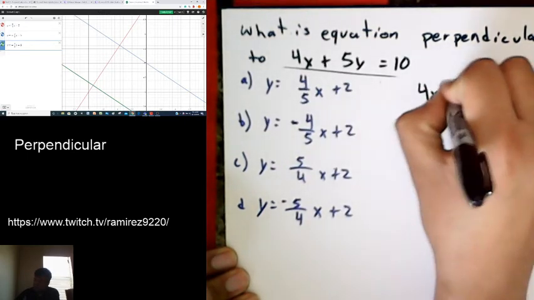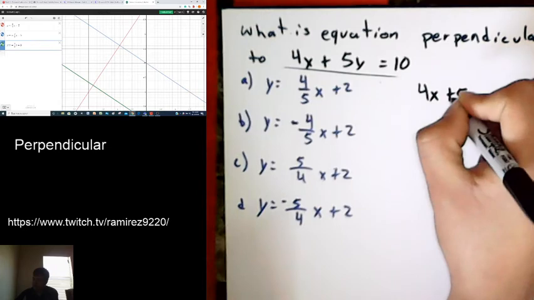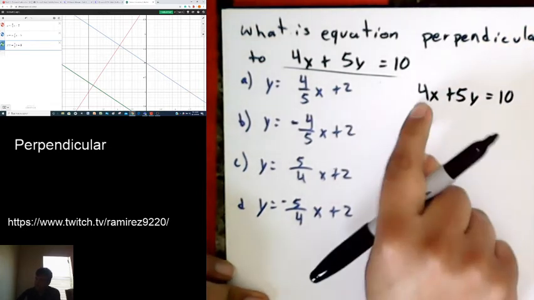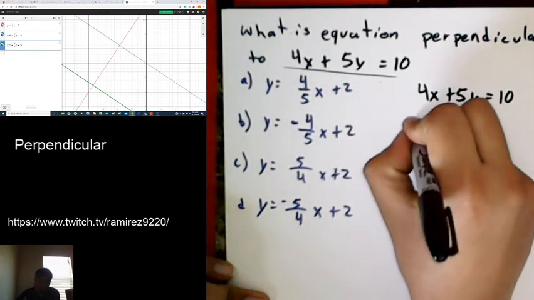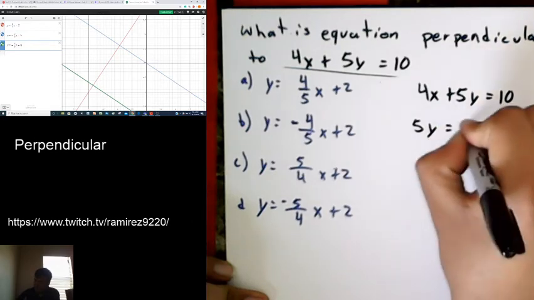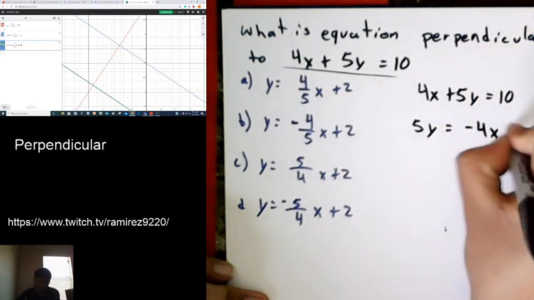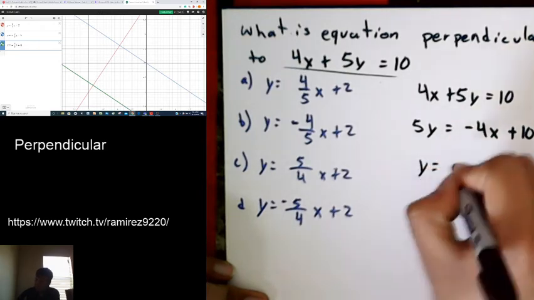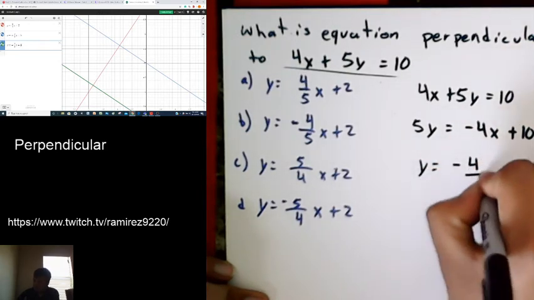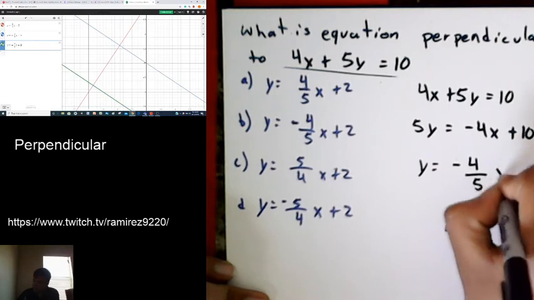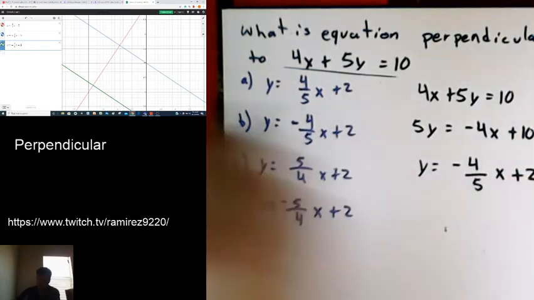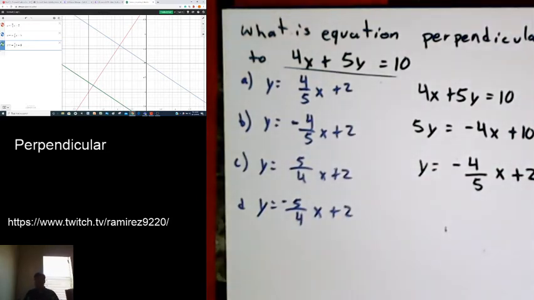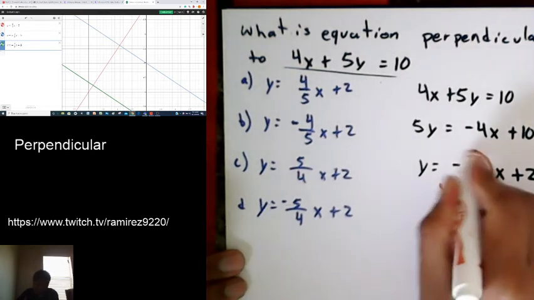We're going to have to do the same thing. We're going to have to make it look like this. We move the x to the other side. We divide everything by 5. So this is my current slope right now. This is what m is right now.